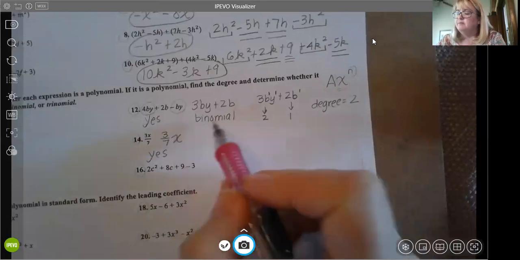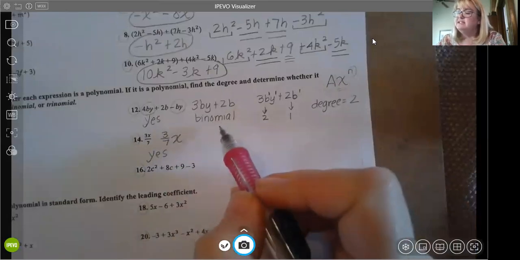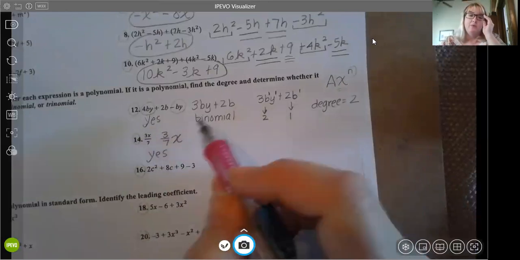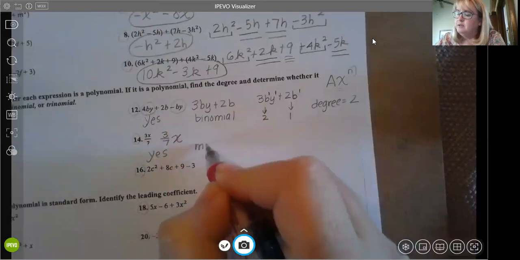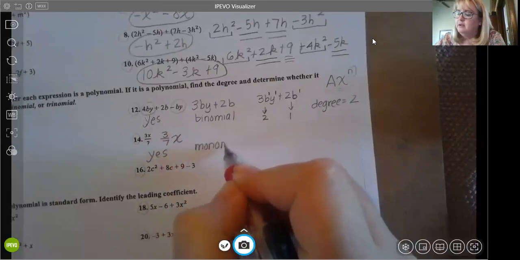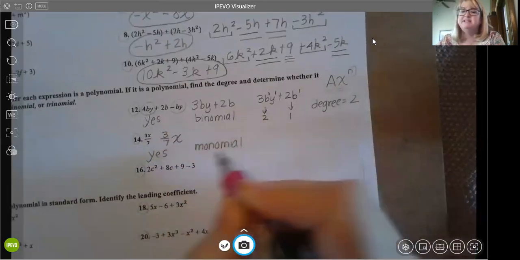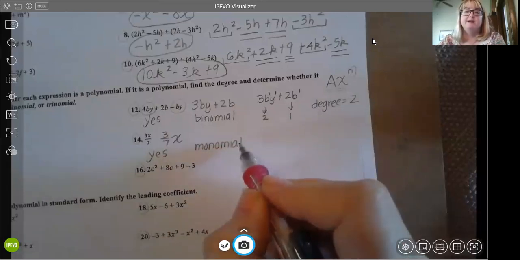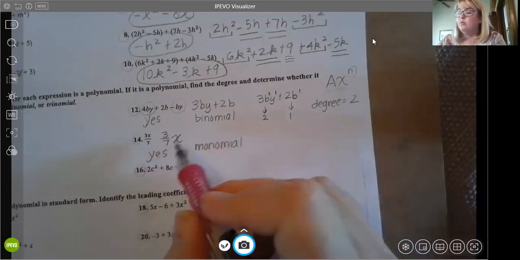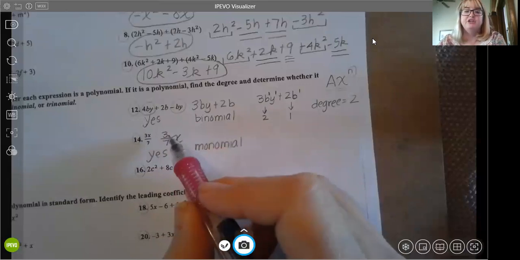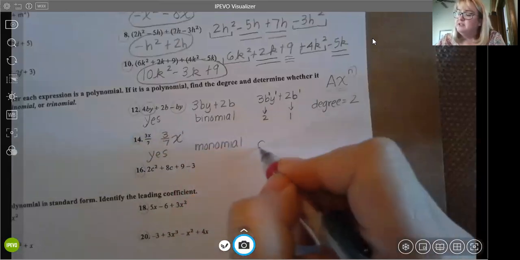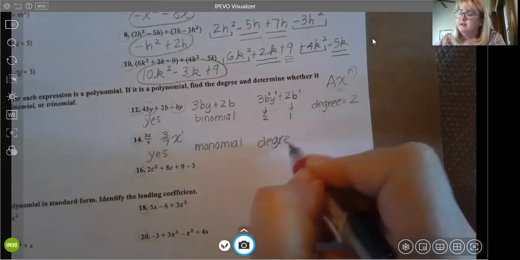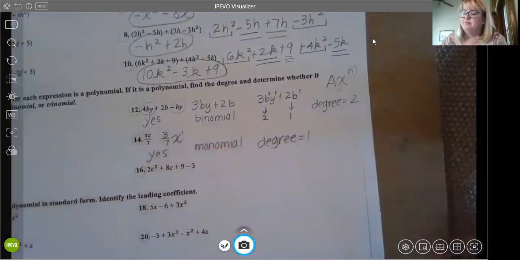The second, I'm going to just do it in the same order. Is it a monomial, binomial, or trinomial? Well, there is one term, and mono is a root for 1. So it is a monomial. This only has one term, and the degree of this term is to the first power. So the degree of this one is 1.